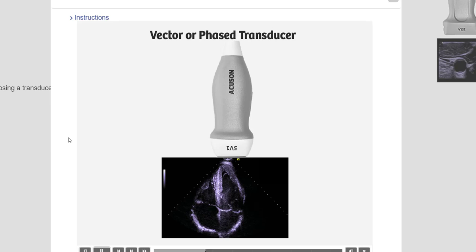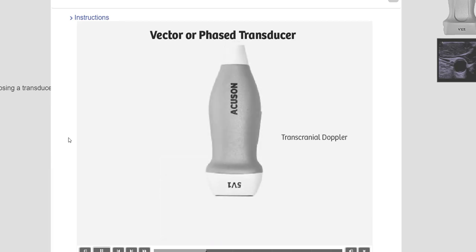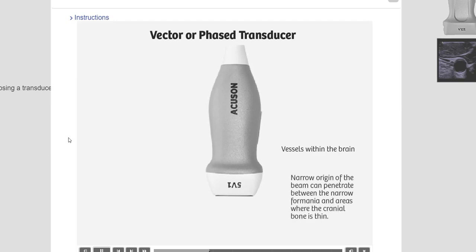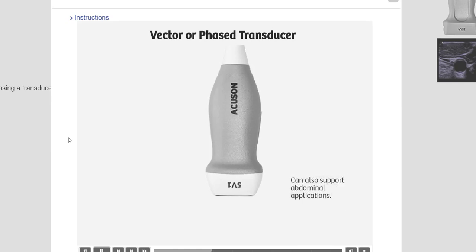This transducer shape is also ideal for neurovascular imaging examinations. Transcranial Doppler uses this transducer to image the vessels within the brain. The narrow origin of the beam can penetrate between narrow foramina and areas where the cranial bone is thin. Additionally, this transducer can support abdominal examinations.